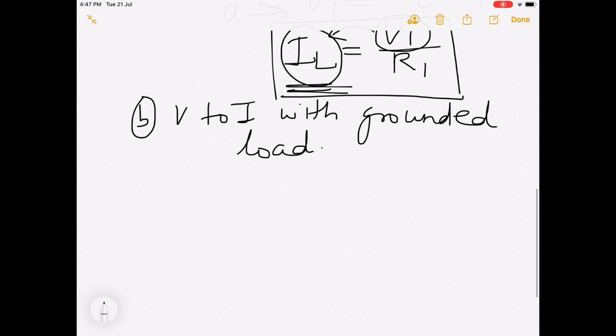The next point is V to I converter with the grounded load. With the grounded load, again we have to show that the input voltage is directly proportional to the output current. So, IL is equal to Vi by R. Here we have to connect the load, one terminal of the load will be connected to ground. So, first of all you have to draw the diagram.